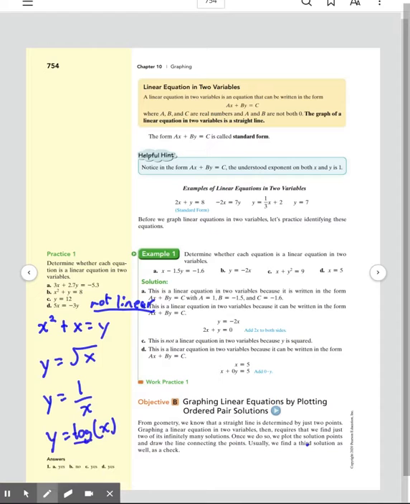So all of these graphs right here are considered not linear. You just have to look at the equation and see that it only has one x and one y and nothing else around it. No fractions, no exponents, and no logarithmic functions either.